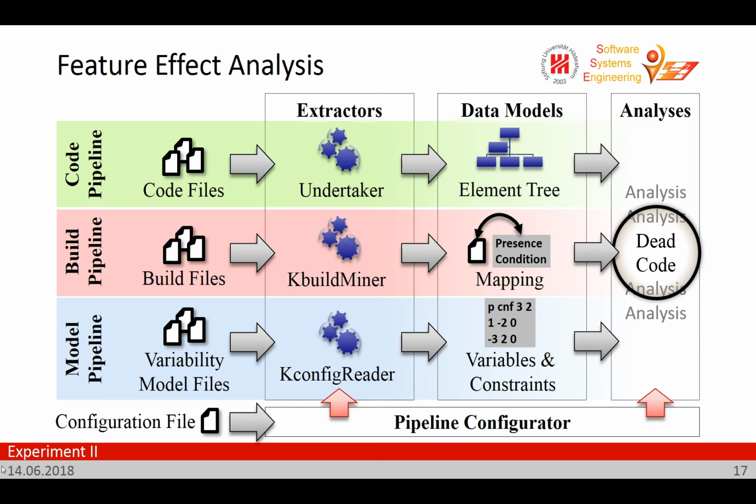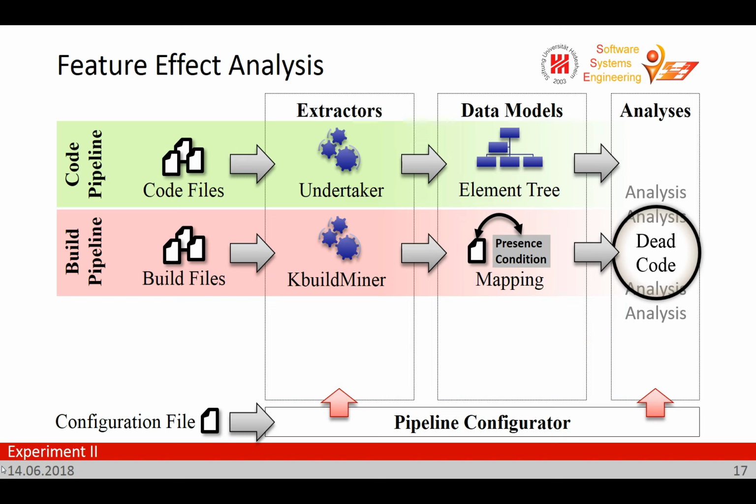We first of all will exclude the model pipeline. Why is that? Because the feature effect analysis is designed to reverse engineer variability constraints from code and build artifacts. This means that in the end we can build upon the information we get from the feature effect analysis about feature constraints from code and build, and maybe then rebuild a variability model. However, we don't need information from that variability model for that particular analysis.